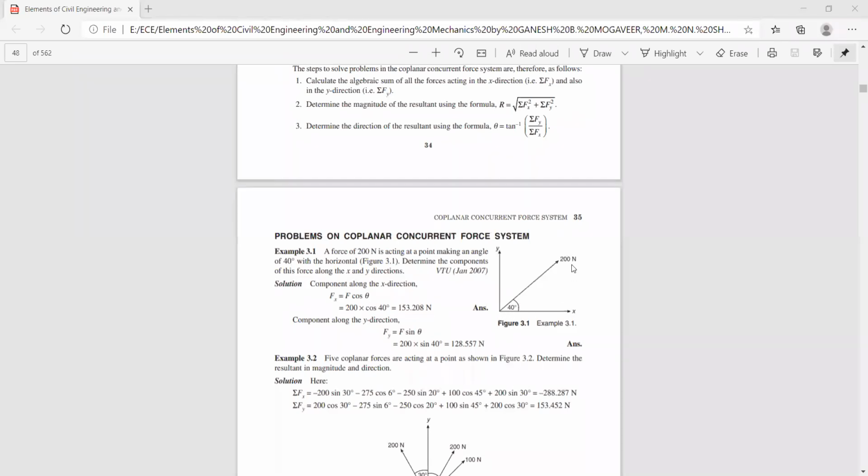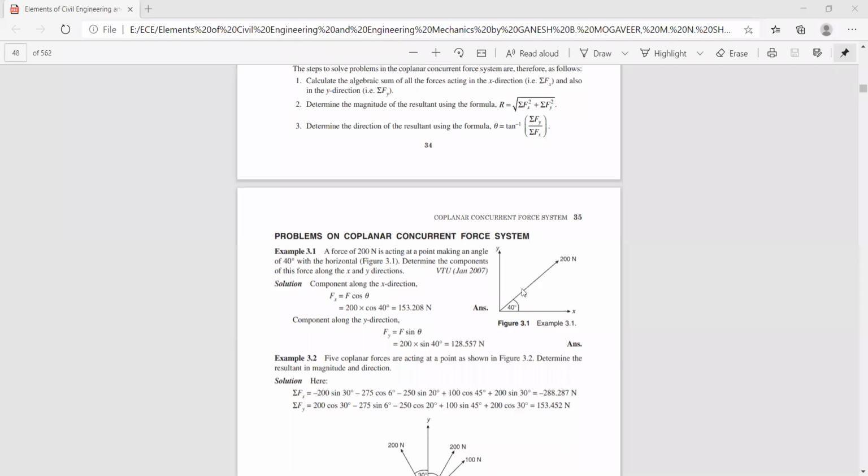So the x component of this force is F of x is F cos theta and F of y is F sin theta. Here in our case, we know the magnitude of F, that is 200 into cos 40, which is equal to 153.208 Newton.